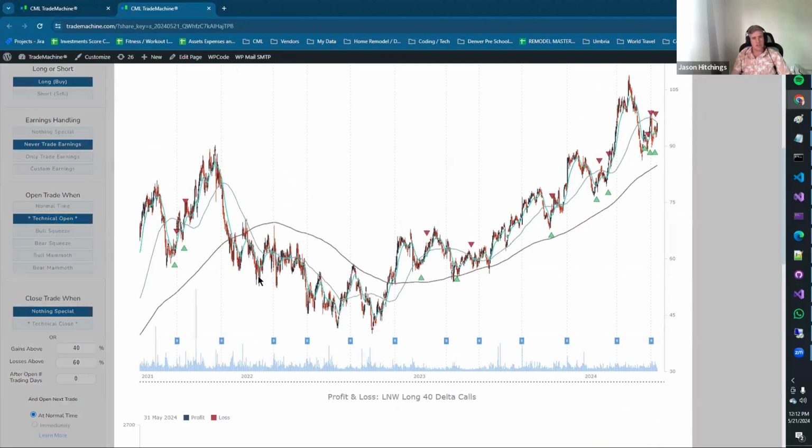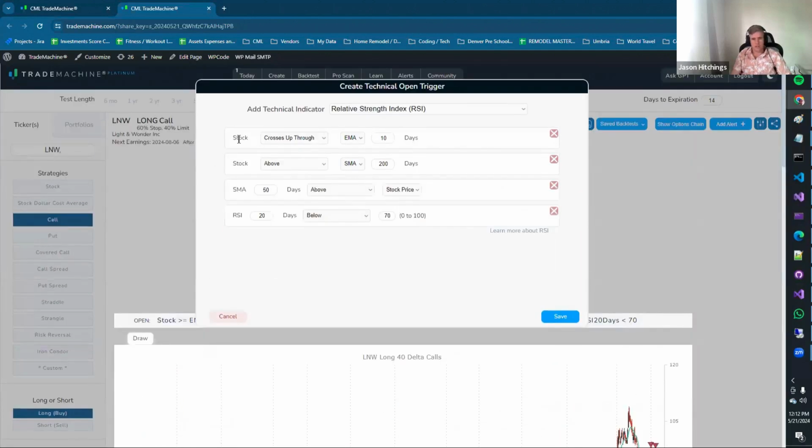And there's these technical conditions that we went over. That's when the stock crosses up through the 10-day exponential moving average, that the stock is above the 200-day moving average, that the simple moving average is above the stock price, meaning the stock is below the 50-day simple moving average, and that the RSI, looking at the 20-day history, is below 70.